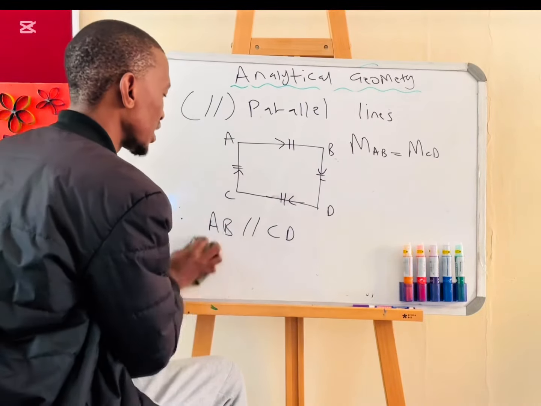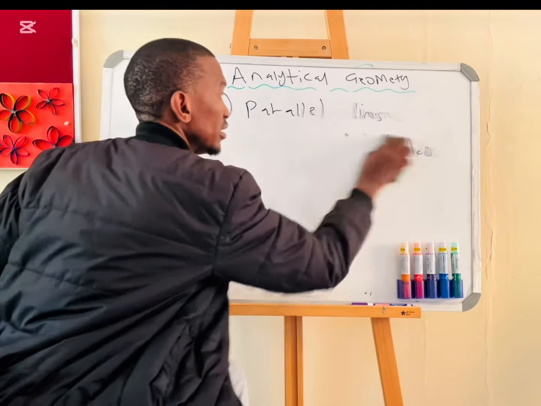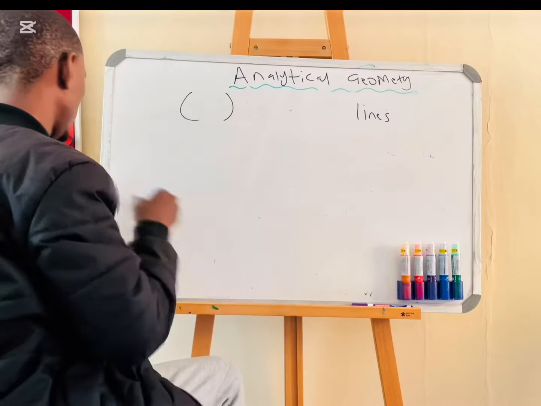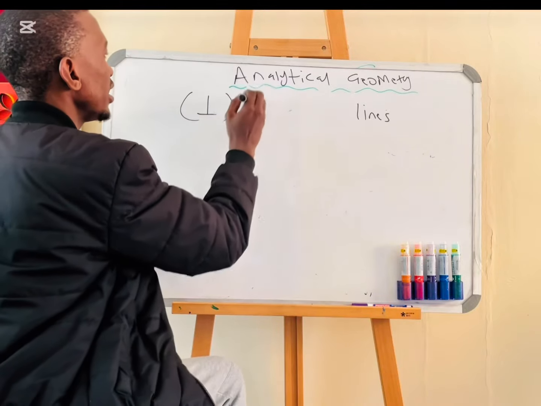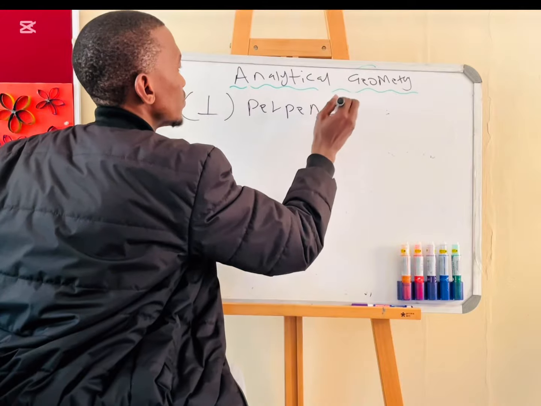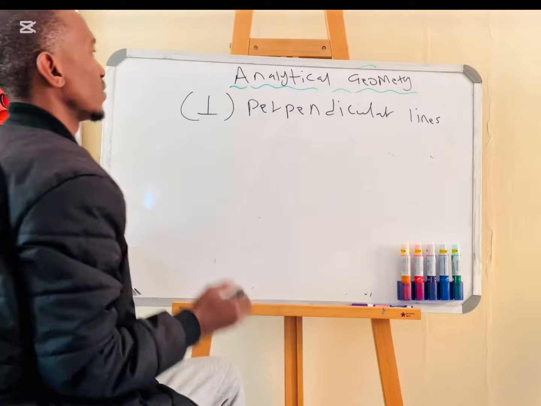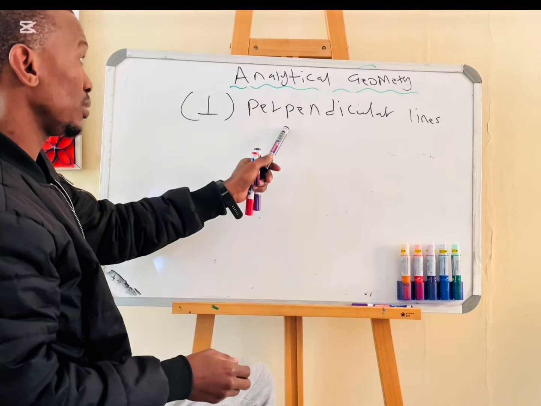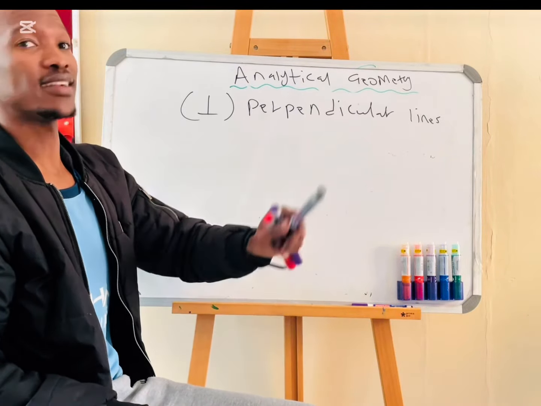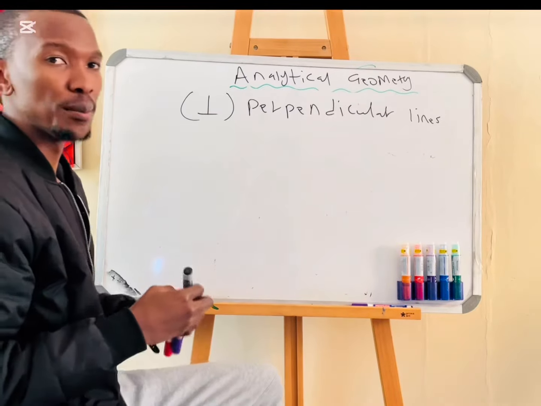Let's continue, guys. There is something called perpendicular lines. Let me see something about perpendicular. So, perpendicular is something like this. Perpendicular lines. Okay, this is perpendicular, perpendicular lines. So this is the symbol we use to denote perpendicular lines.